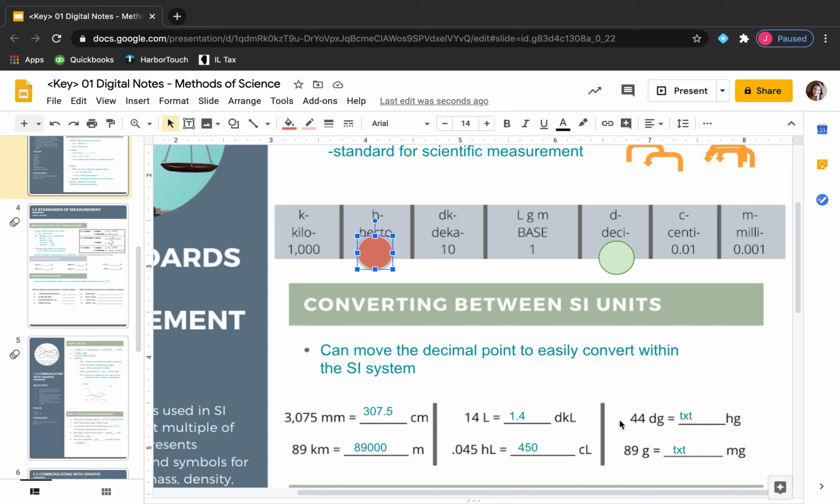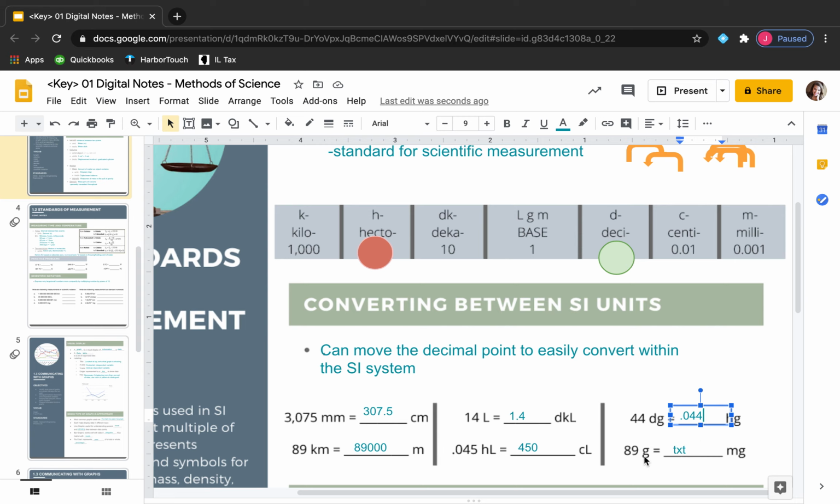So remember, we're going to have to put a 0 there, so this will be our new decimal point. So we're going to have 0.044 because we jumped 3 times. 1, 2, 3. So there's going to be a 0 that we have to add in.